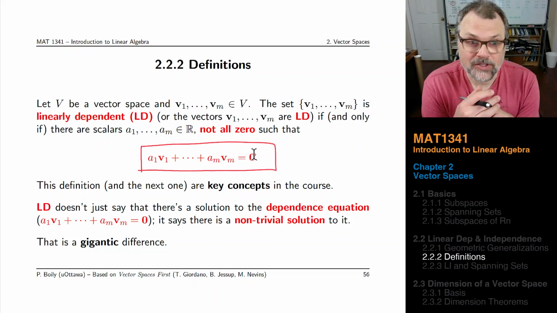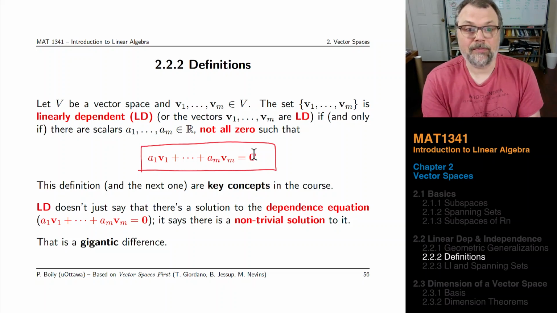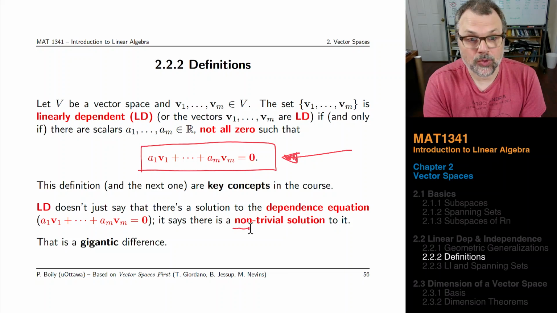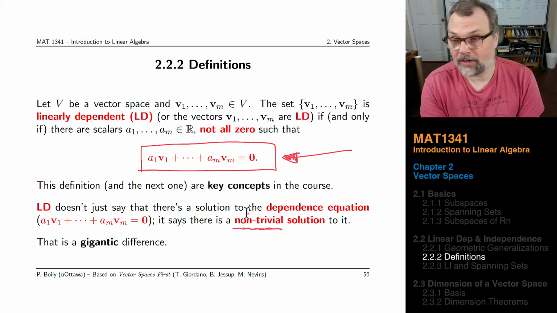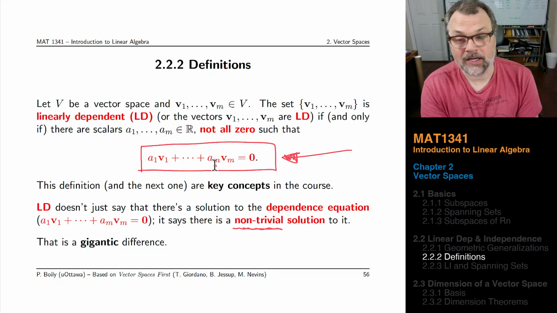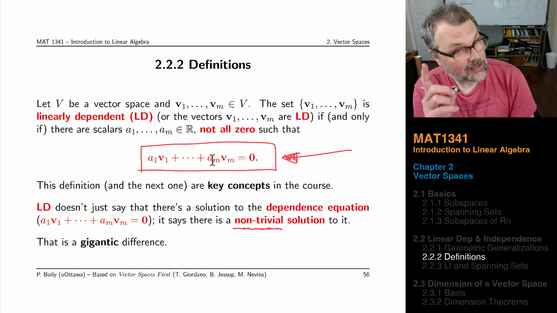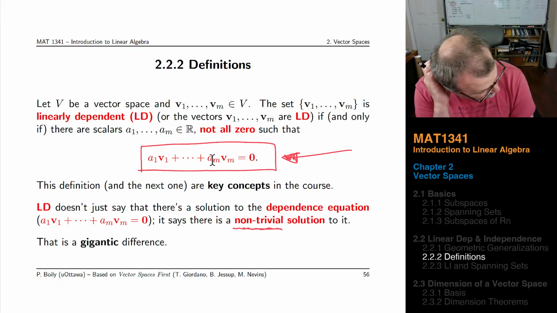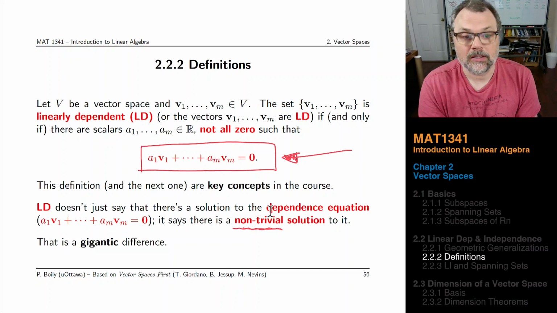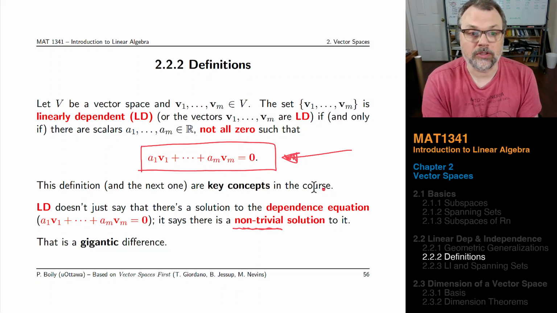Linear dependence doesn't just say that there's a solution to the dependence equation, right? This thing here we would call the dependence equation. What it says is that there's a non-trivial solution to the dependence equation. There's a way to write this where at least one of the scalars ai is different from 0. I mentioned it when we talked about collinearity, but it's worth remembering here. There is always at least one solution to the dependence equation.